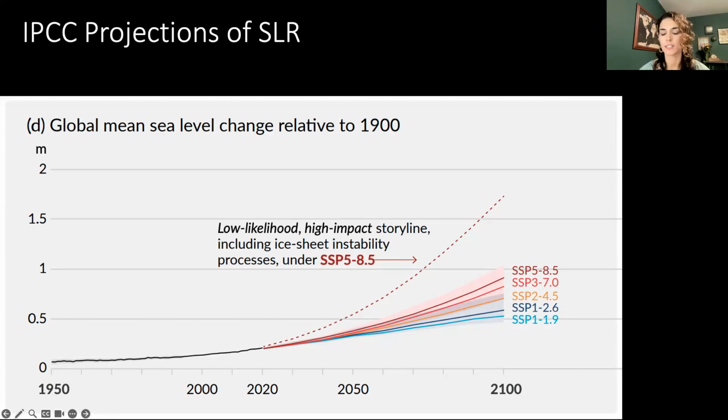If these processes were to happen, this is talking about rapid ice sheet change, a lot of these processes have to do with Antarctica, but if they were to happen, it has a high impact or high potential to increase sea level rise rapidly. And this is just from the most recent IPCC report going out to 2100.